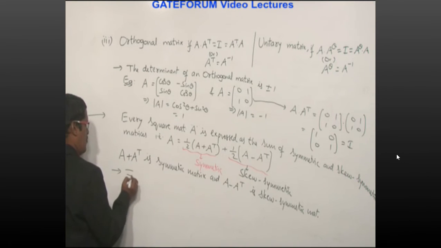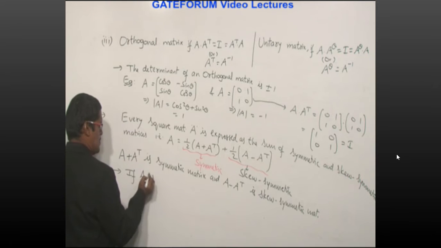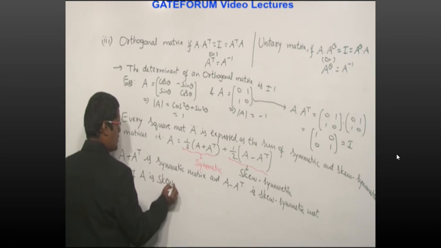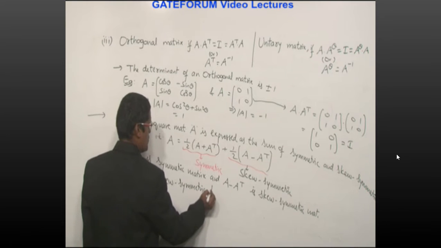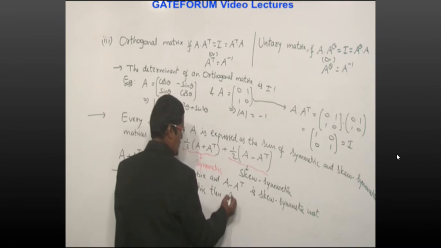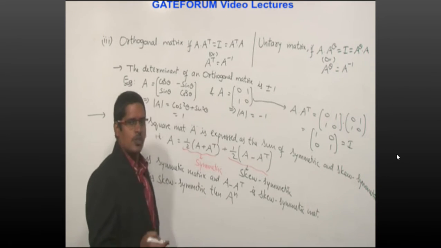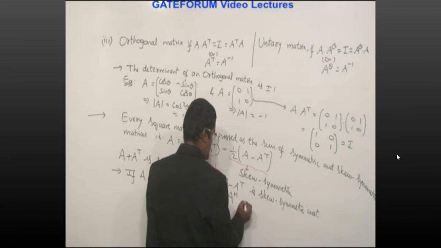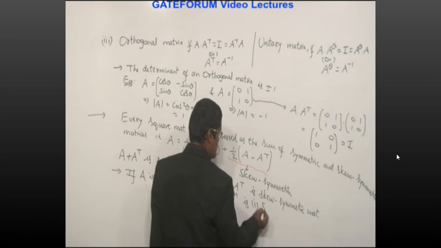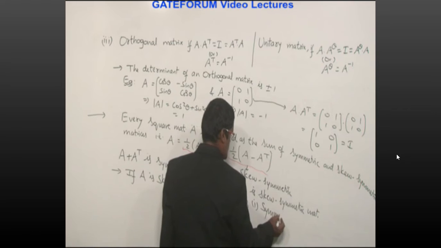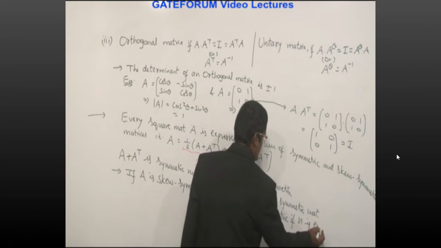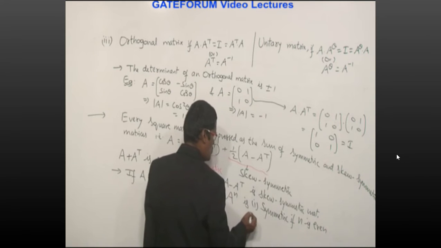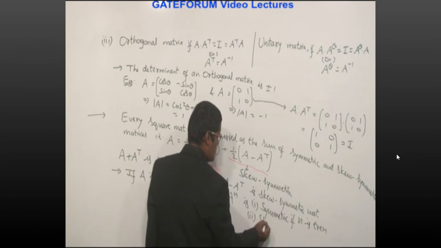And here, if A is skew symmetric, this is a one mark statement, then A power n, that is A square, A cube, A power 4, etc. is: 1. Symmetric if n is even, that is the power is an even number. 2. If the power is an odd number, you will get skew symmetric.